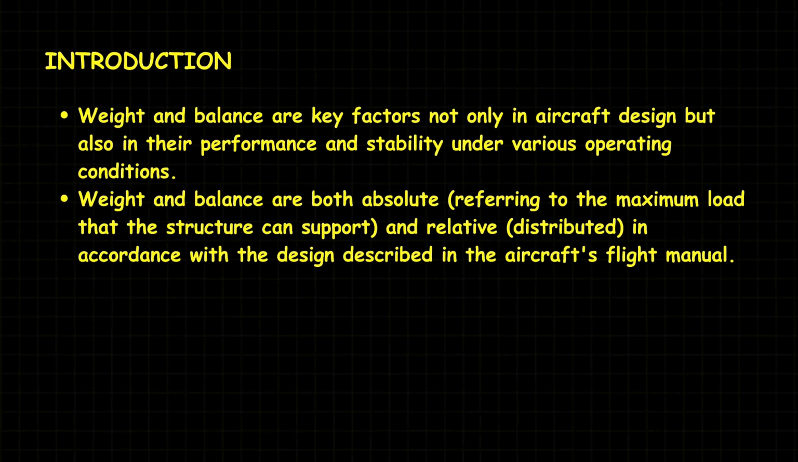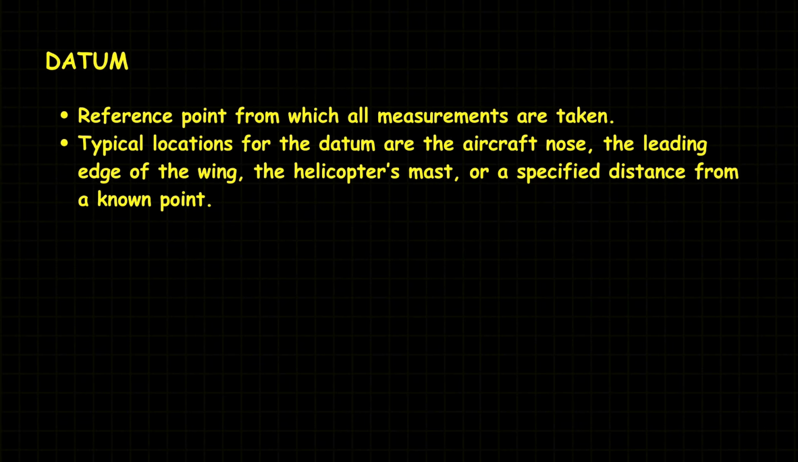Weight and balance are critical factors in aircraft design, performance, and stability. We must manage weight in two ways: absolute, which is the maximum structural load, and relative, which refers to how that weight is distributed according to the flight manual. Before we calculate, we must understand the references.